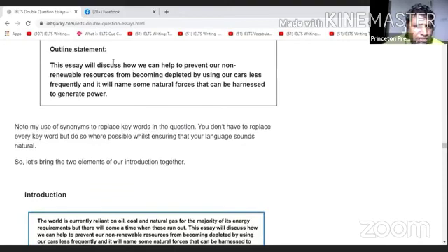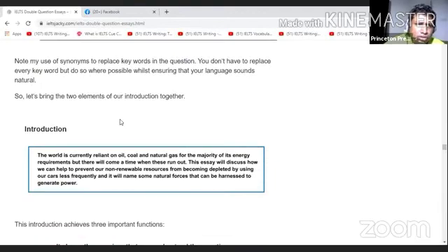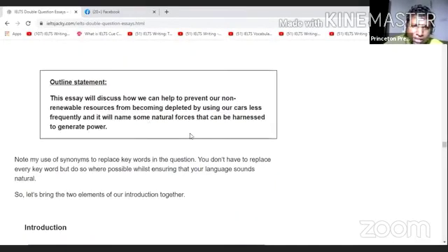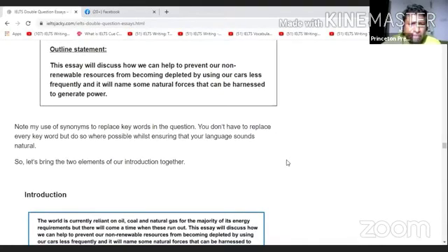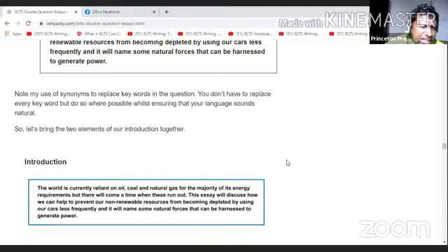So if someone reads it, he or she will be able to understand what the paragraphs are going to talk about. I'm giving them some kind of idea. Note my use of synonyms to replace keywords in the question. I'm using some of the keywords, but also synonyms, advanced synonyms. You don't have to replace every keyword, but do so where possible, whilst ensuring that your language sounds natural.